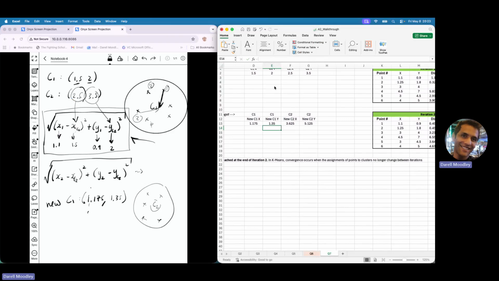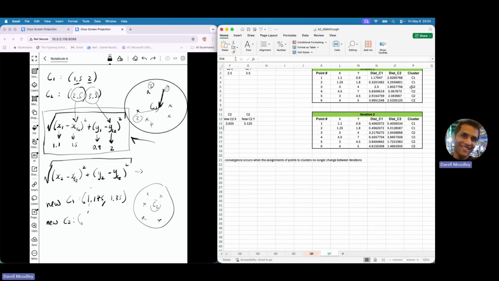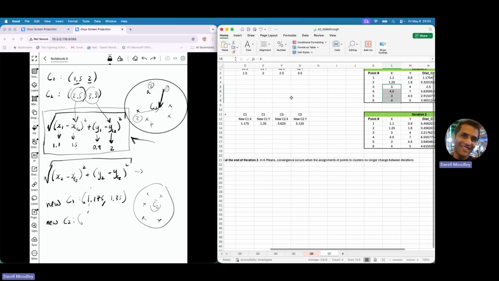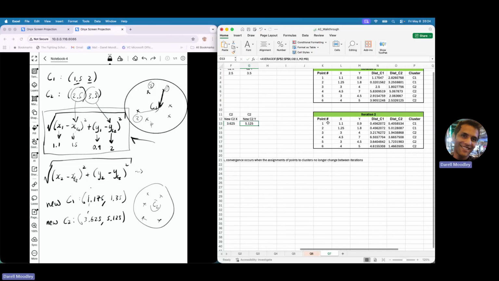I do the same thing for my new C2. Okay, now you'll see for C2, there's a lot more points that fall under C2. There's 4 of them. So the new x coordinate is going to be the average of all these x values. Right, you average those, and that's your new C2 center. Okay, and in this case, it's 3.6525. And then the same thing applies to the corresponding y values. All right, so you got your new centers, okay, and you repeat the process.